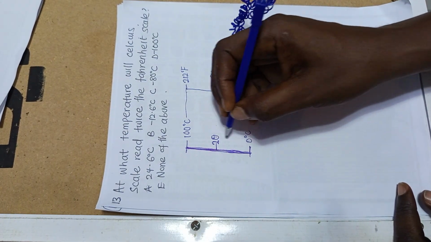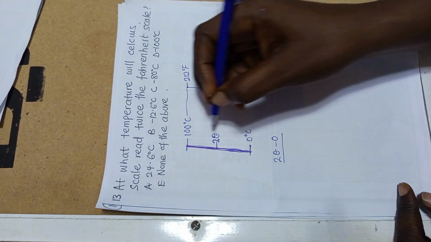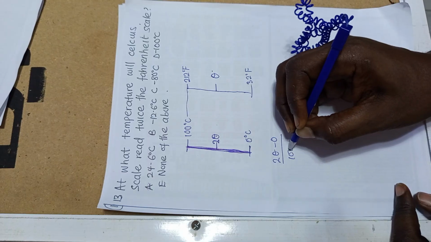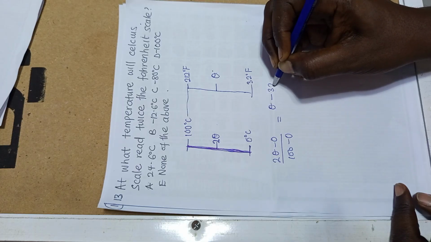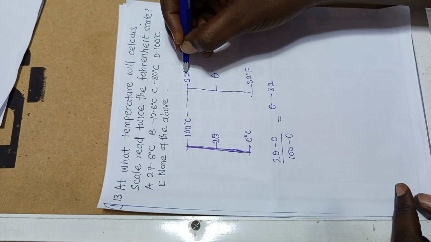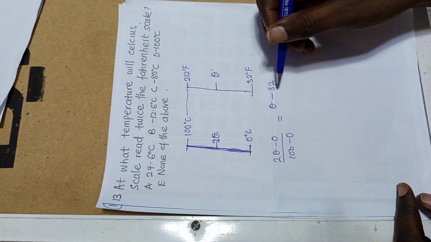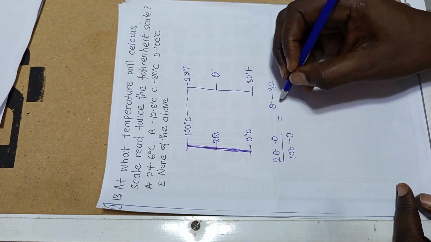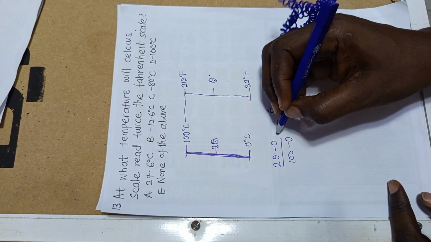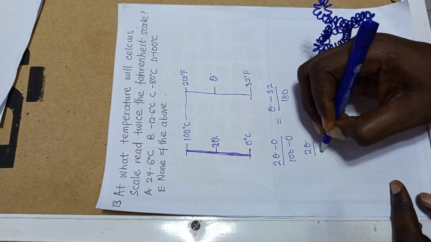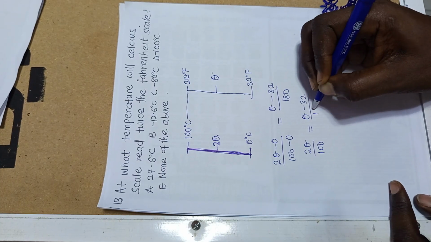So we can now say this minus this: 2 theta minus 0 over 100 minus 0, equals theta minus 32 over 180. This minus this is at the numerator, and this minus this at the denominator, which is 180. So let's play with it. I want to have 2 theta over 100 equal to theta minus 32 over 180.